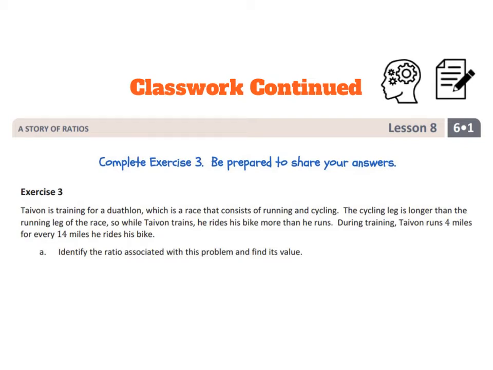Exercise 3. Tavon's training for a duathlon, which is a race that consists of running and cycling. The cycling leg is longer than the running leg of the race, so while Tavon trains, he rides his bike more than he runs. During training, Tavon runs 4 miles for every 14 miles that he rides his bike. So identify the ratio associated with this problem and find its value.